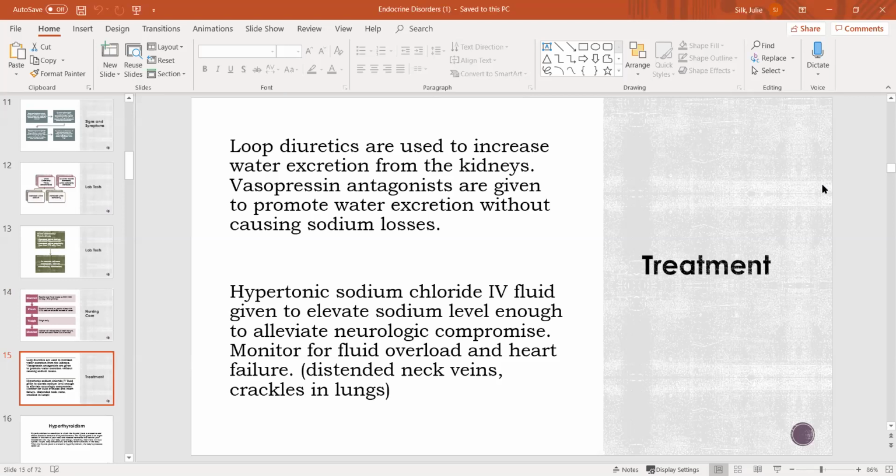So again, this is like an antidiuretic hormone inhibitor. This medication is a derivative of tetracycline. And what it's going to do is inhibit the action of ADH on your renal tubules, and it's going to allow for diuresis of water. So it's going to make you be able to put out more fluid.